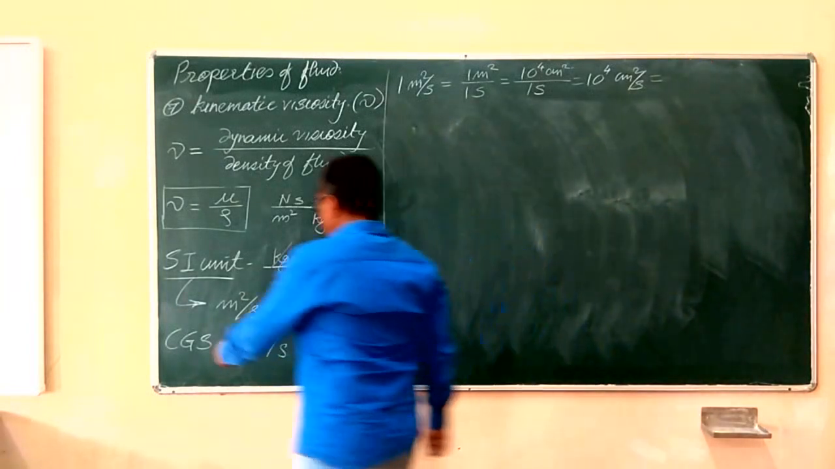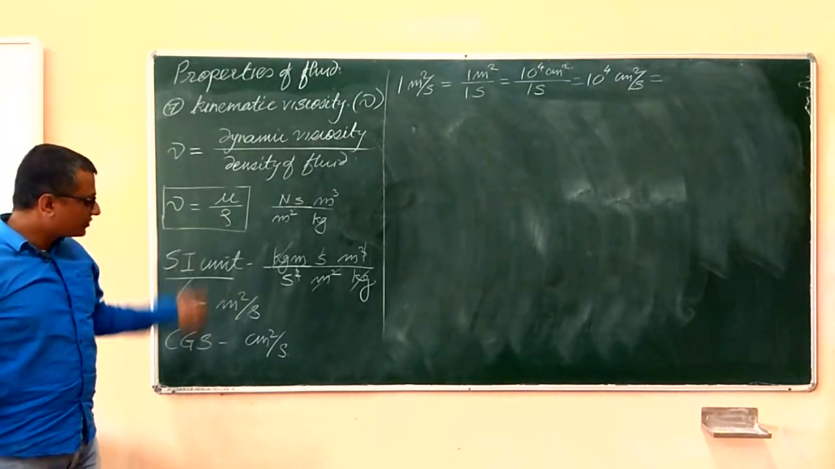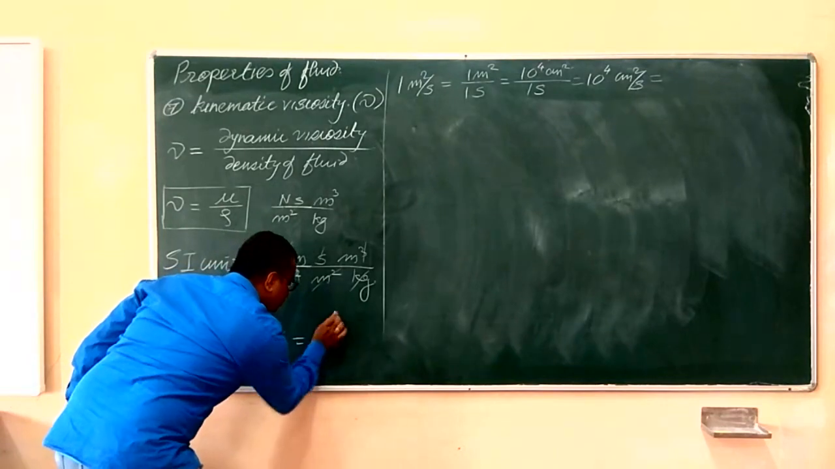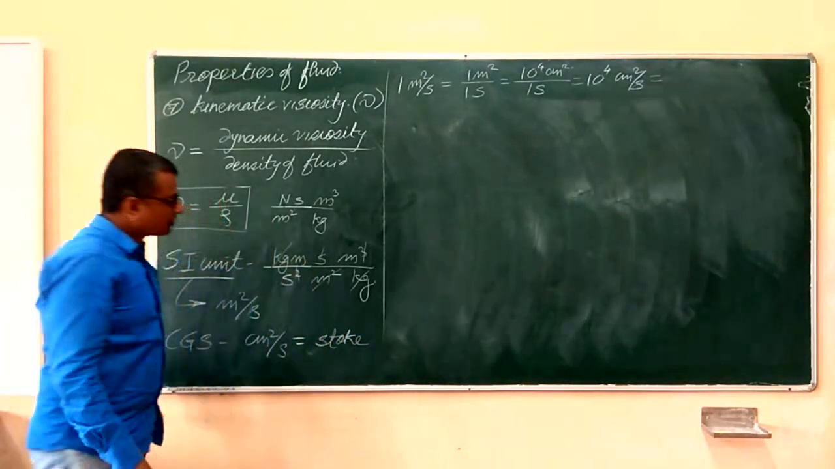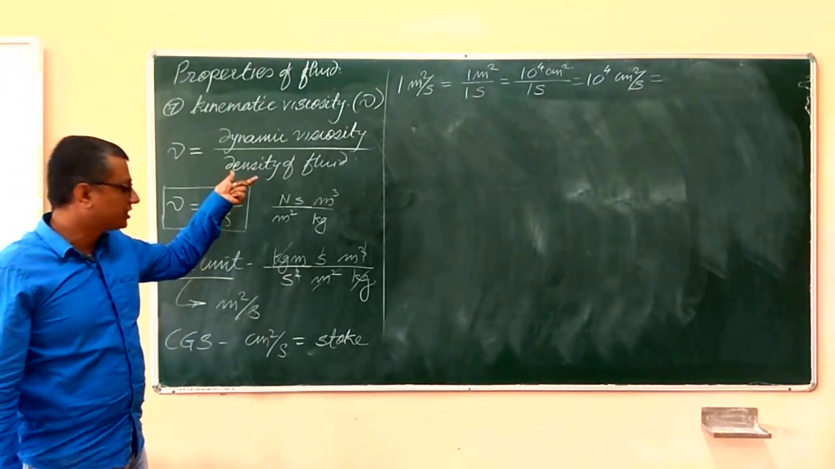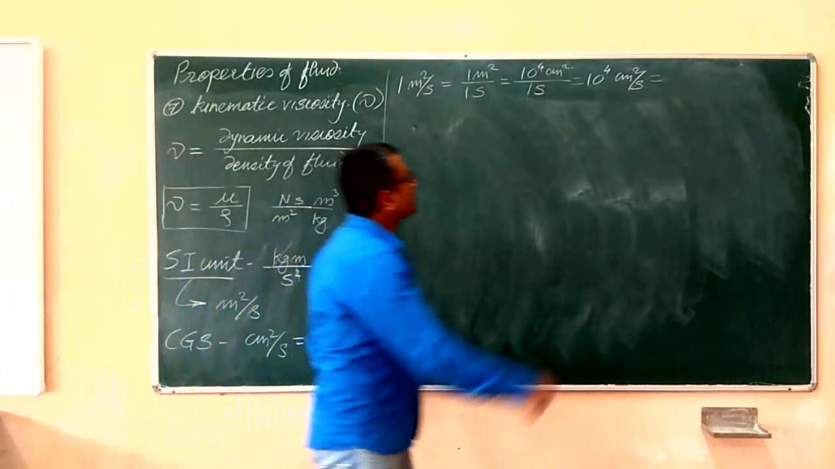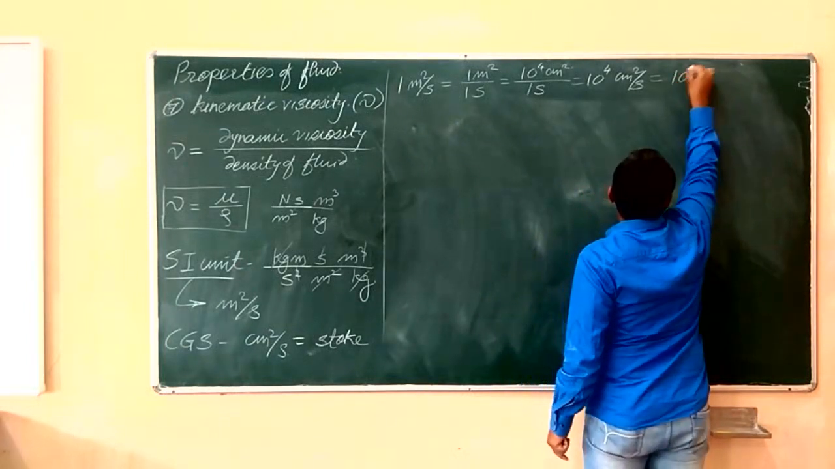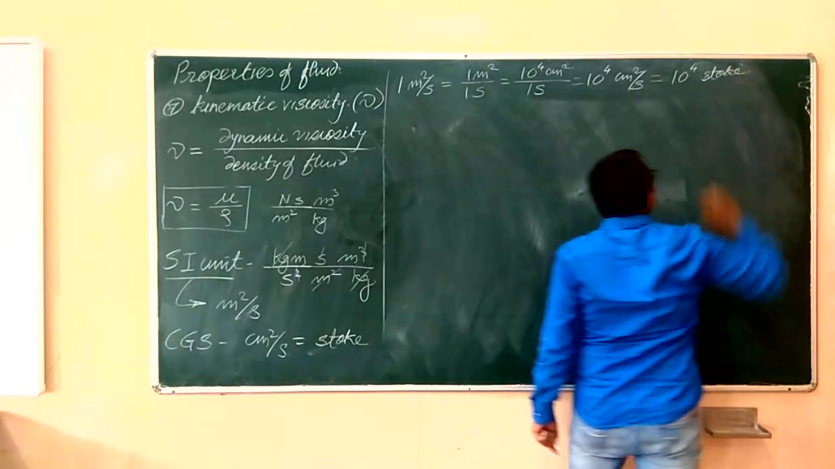By the way, I forgot to tell you that the CGS unit used for the measurement of kinematic viscosity, centimeter square per second, is also known as Stoke. Stoke is the name given to the CGS unit of kinematic viscosity. So 1 centimeter square per second is 1 Stoke. In that case, 10 to the power 4 centimeter square per second is 10 to the power 4 Stoke.